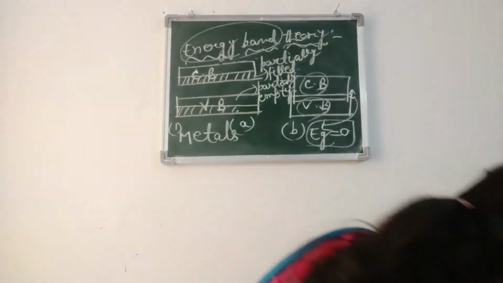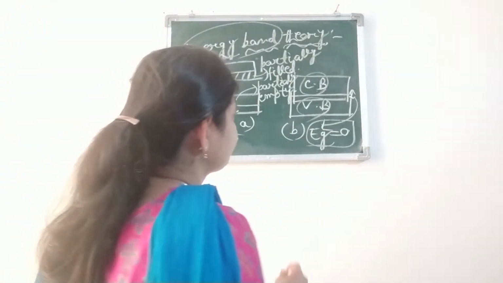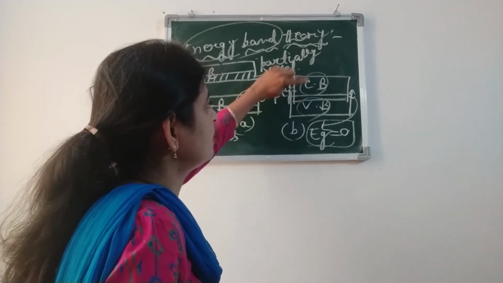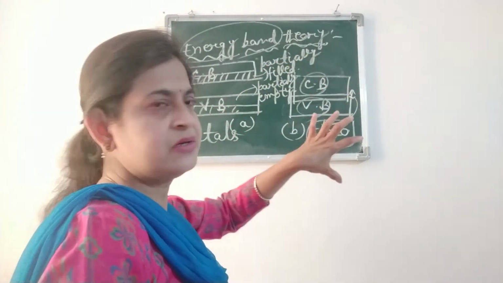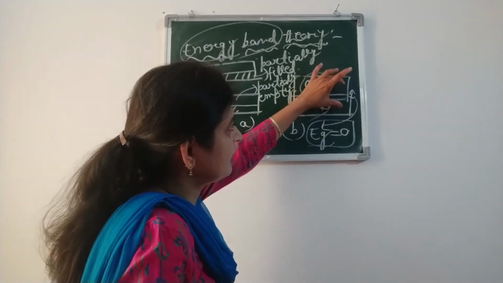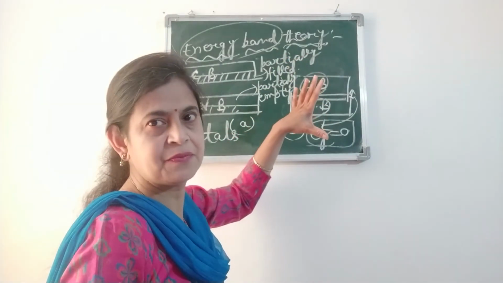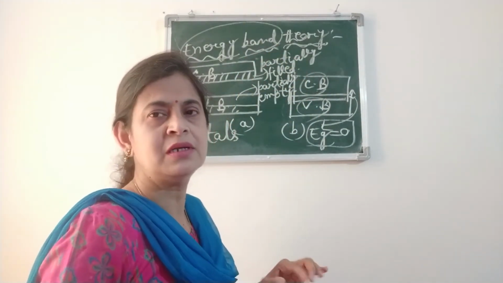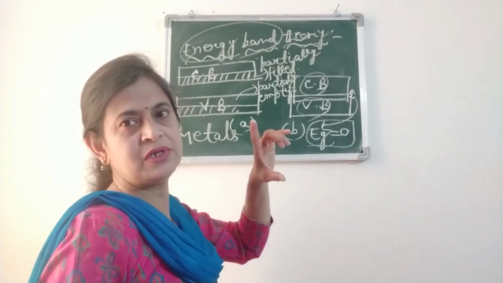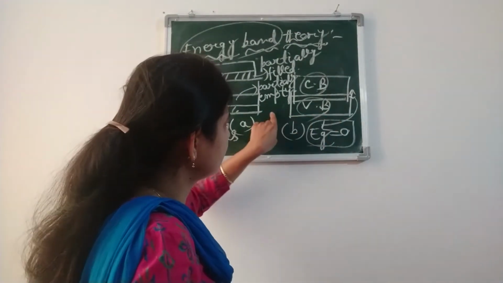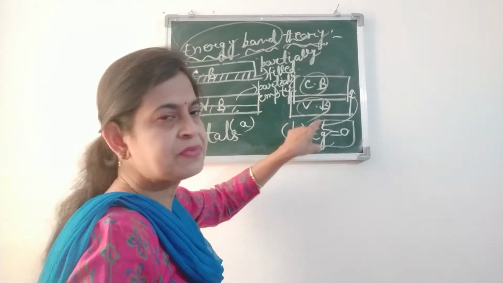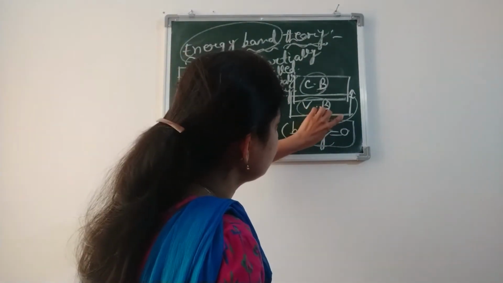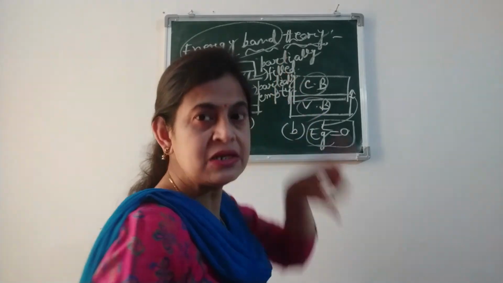But in the case of insulators, no electrons will jump from the valence band to the conduction band. In other words, the energy gap is very large, so the electrons are not able to move. But in a semiconductor, the energy gap lies between metals and insulators. That means in semiconductors, the energy gap is very small as compared to an insulator.